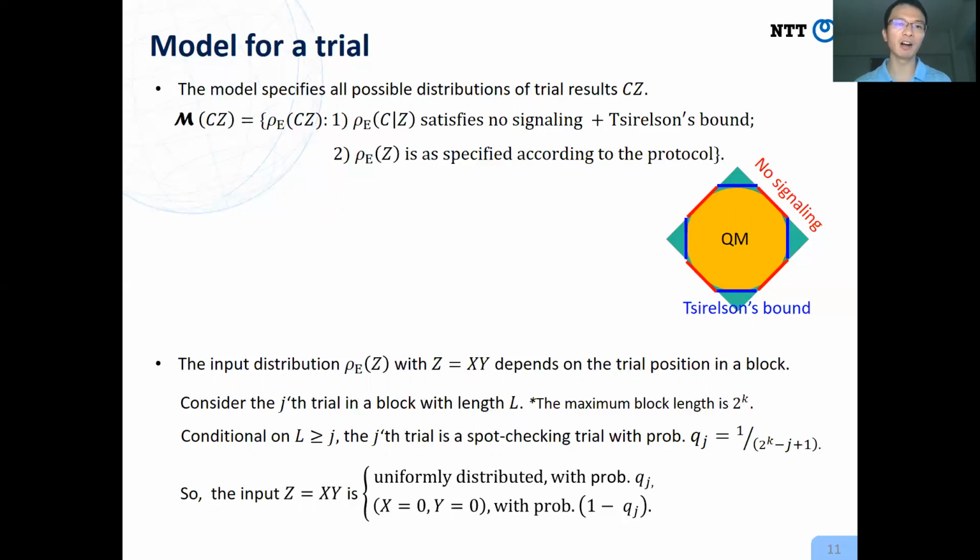Specifically, we consider all the possible distributions that satisfy the following two conditions. The first one is that the conditional distribution of output satisfies no-signaling and sequence bounds. As is well known, all quantum distributions satisfy both constraints. The second condition is that the input distribution is fixed according to the protocol. In our blockwise spot-checking protocol, the input distribution depends on the position of a trial in a block.